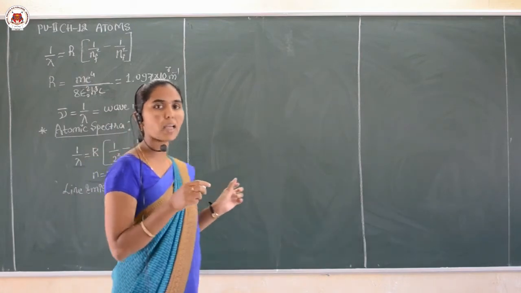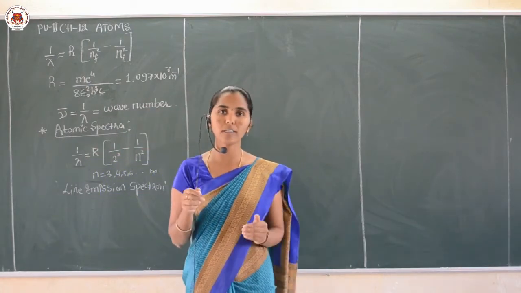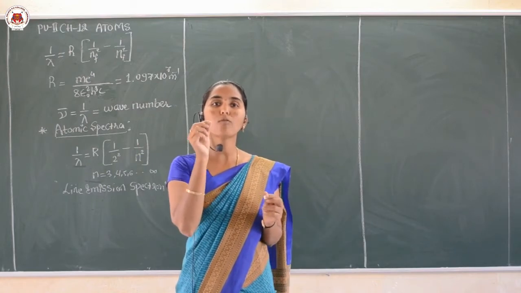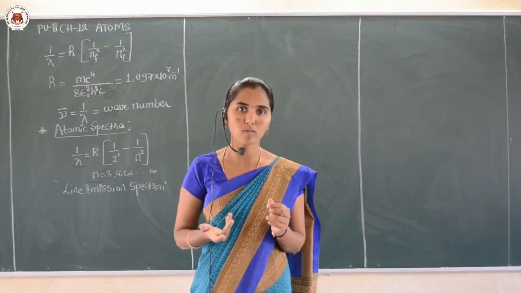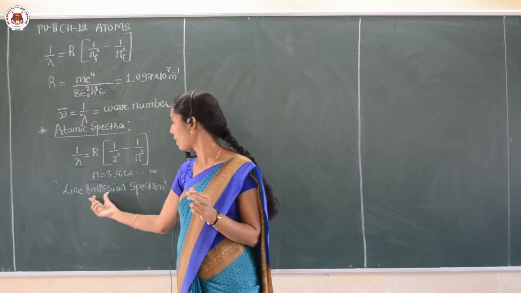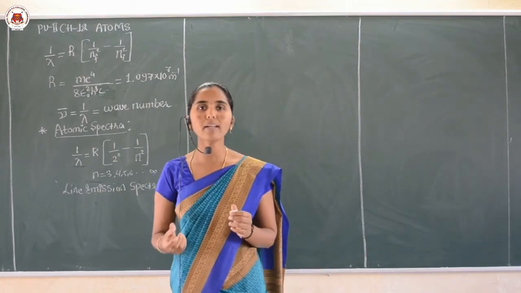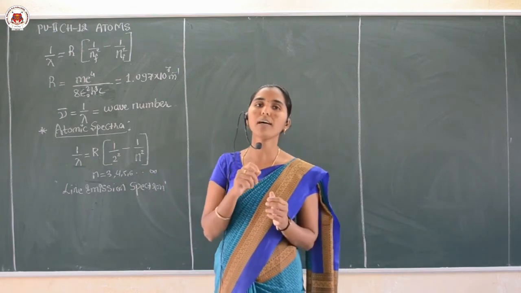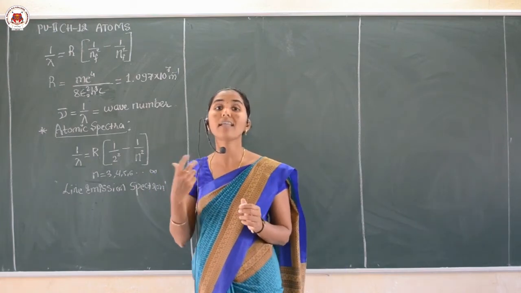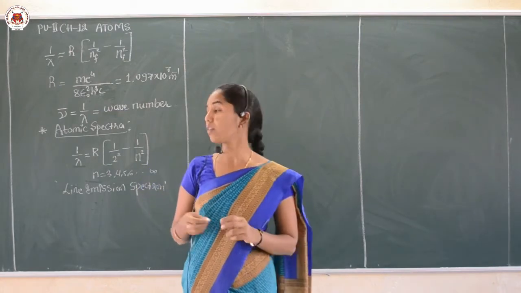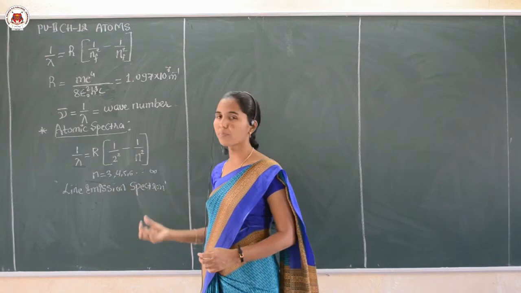And in the line emission spectrum of hydrogen, it is observed that bright lines are formed with a dark background. In the case of the line emission spectrum of hydrogen, there is the formation of bright lines with the dark background. Am I clear? That is only called the line emission spectrum.